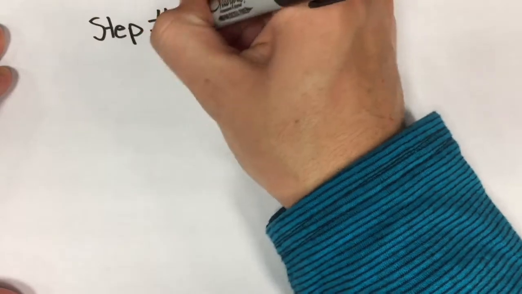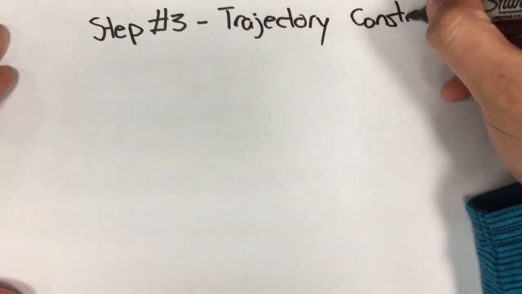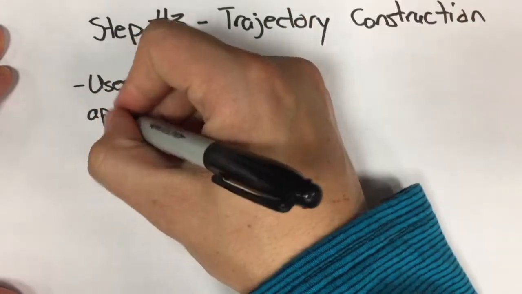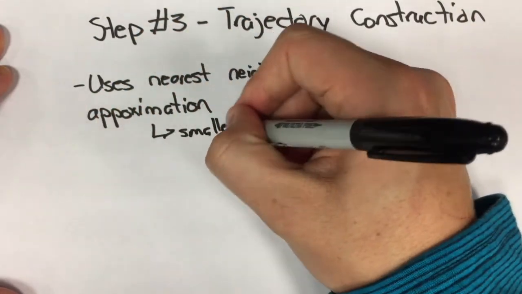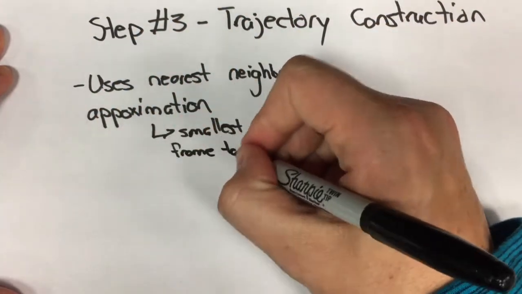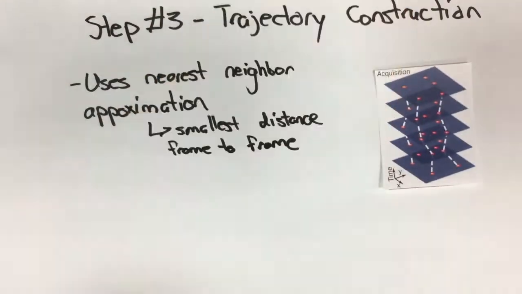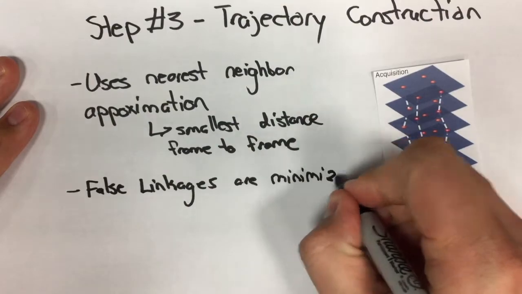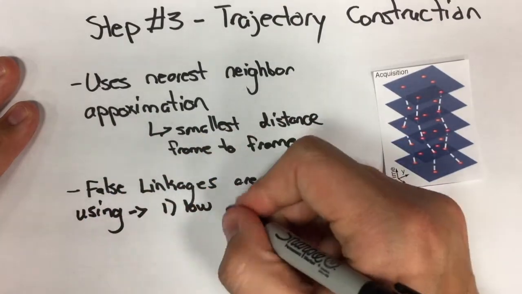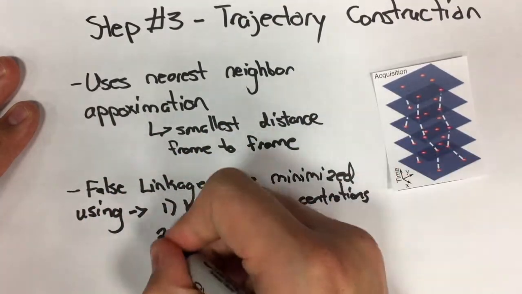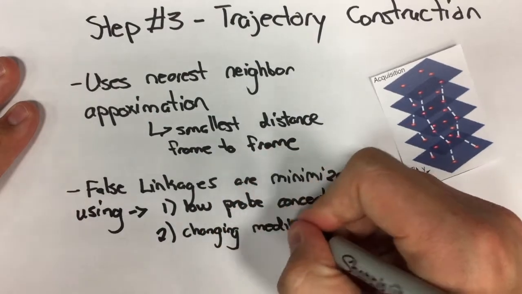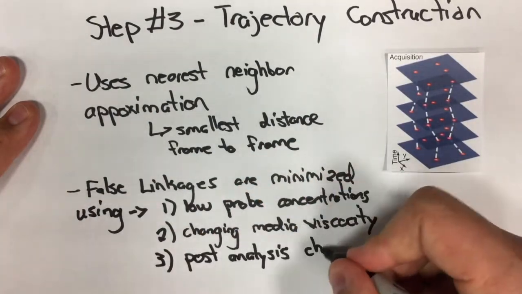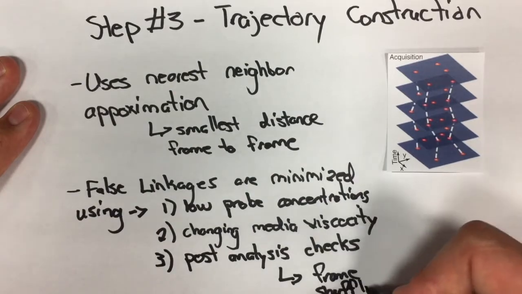In the last step of our tracking algorithm, we want to construct trajectories from these localizations. We use a nearest neighbor approximation in order to achieve these linkages from frame to frame. This is a visual representation of how these get linked from frame to frame. We minimize these false linkages by using a low probe concentration or changing the viscosity of the media we're probing in to slow down diffusion, or by post-analysis methods such as frame shuffling.